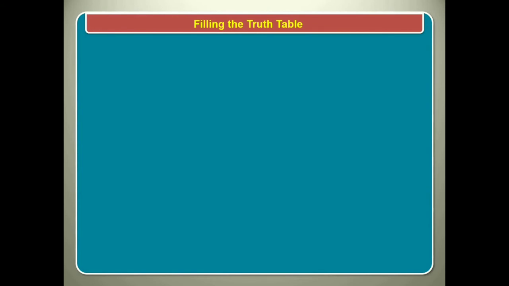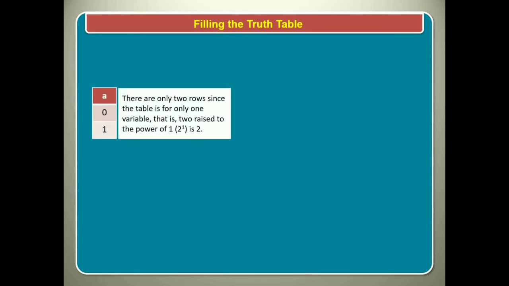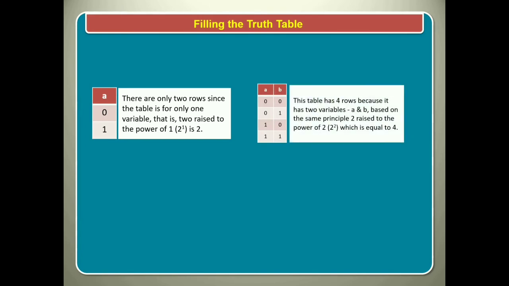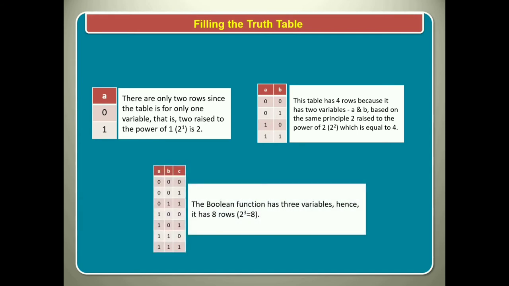Let us take a look at how to fill the table for a variable a. As you can see in Table 1, there are only 2 rows, since the table is for only one variable, that is, 2 raised to the power of 1 is 2. Next, take a look at the second table shown on the screen. It has 4 rows because it has 2 variables, a and b, based on the same principle, 2 raised to the power of 2, which is equal to 4. Similarly, when the Boolean function has 3 variables, it will have 8 rows, as you can see in Table 3.